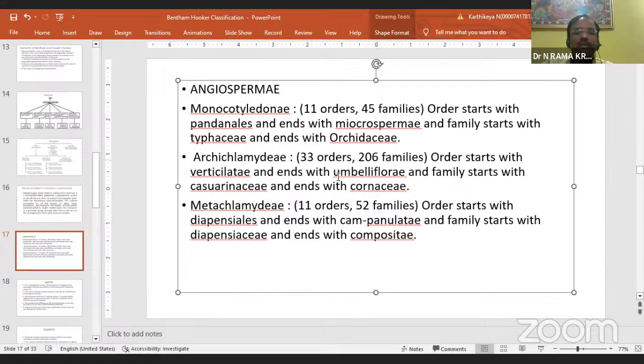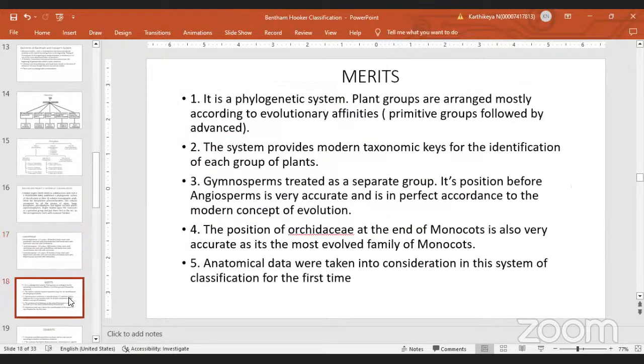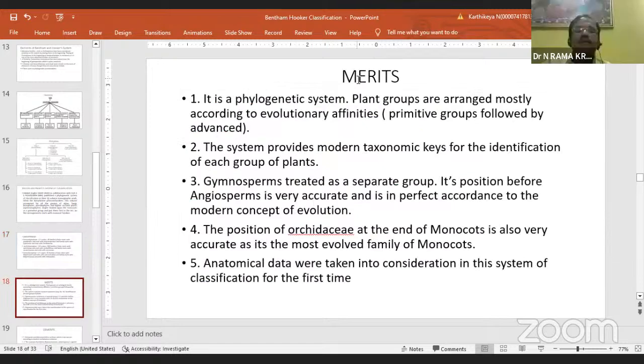Here there are 11 orders and 52 families. From the first order, this one is advanced, and the last one, Compositae, is the most advanced. So these are monocotyledons, Archichlamydae and Metachlamydae. Is it clear now? Yes, sir. Next, you see here, what are the merits and what are the demerits of the first angiosperm classification?